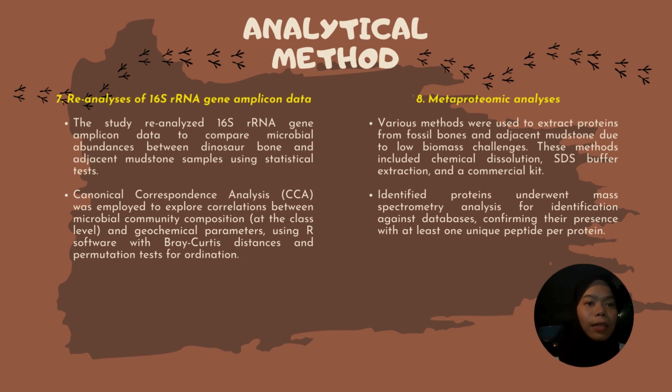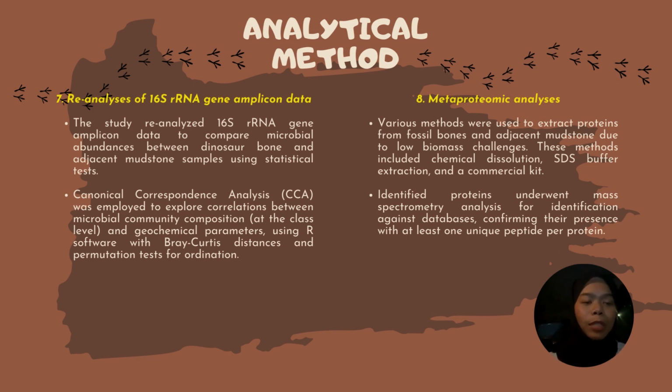Reanalysis of 16S ribosomal RNA gene amplicon data. The study reanalyzed 16S ribosomal RNA gene amplicon data to compare microbial abundance between dinosaur bone and adjacent mudstone samples using statistical tests. A canonical correspondence analysis, or CCA, was employed to explore correlation between microbial community composition at the class level and geochemical parameters using R software with Bray-Curtis distance and permutation tests for ordinations.